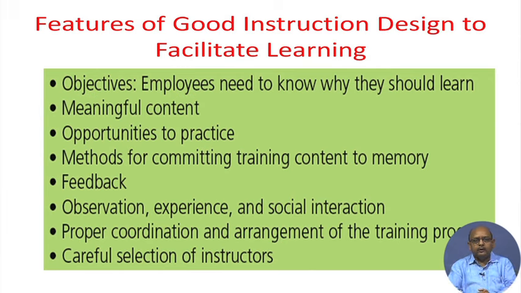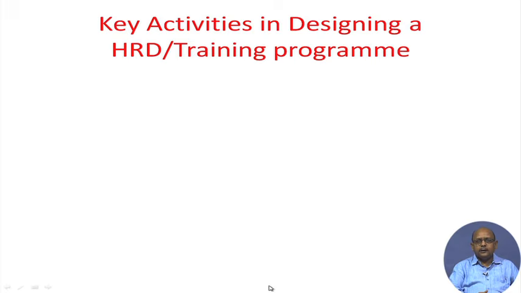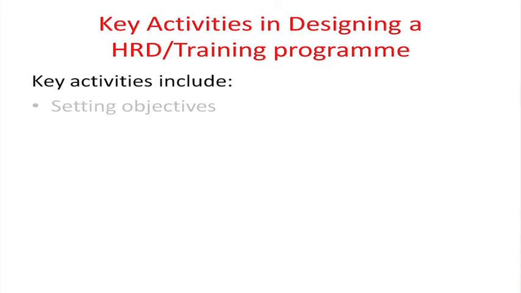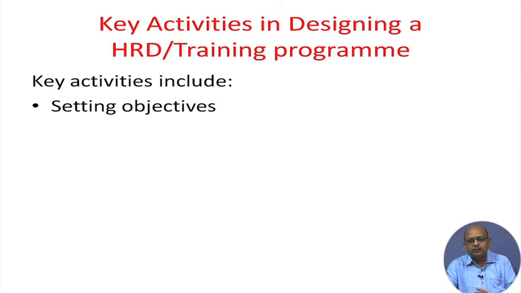Now, once we have discussed the characteristics of a good learning design, which is going to facilitate effective learning, we also need to see certain other issues. What are the various things that a person is to do? Based on this, you can see that it includes setting objectives. The first important thing is that for any training program, you are going to set an objective. Say, for example, if you are going to have a program on time management, I am just writing it.